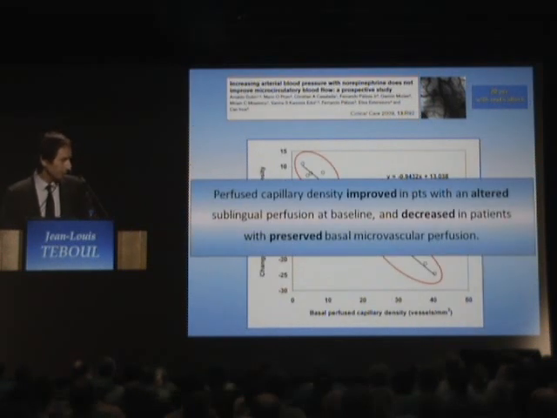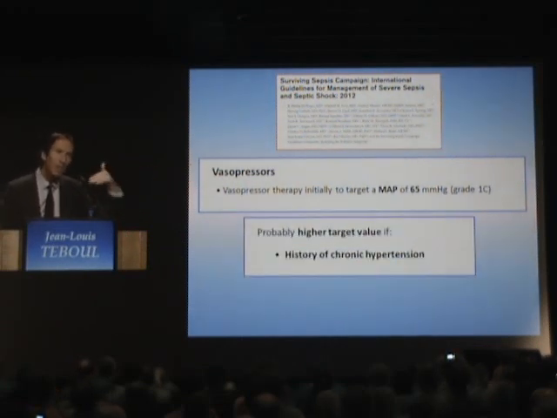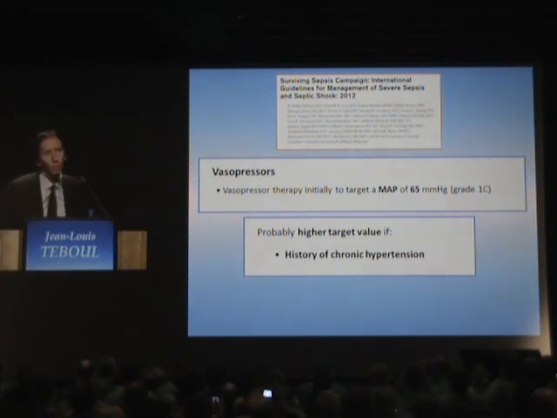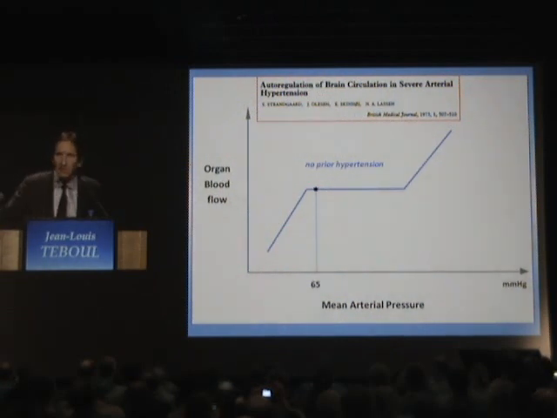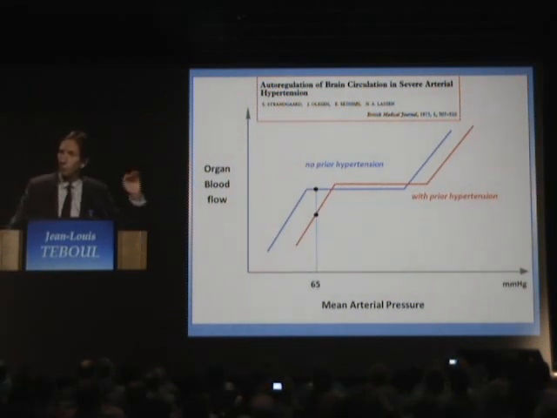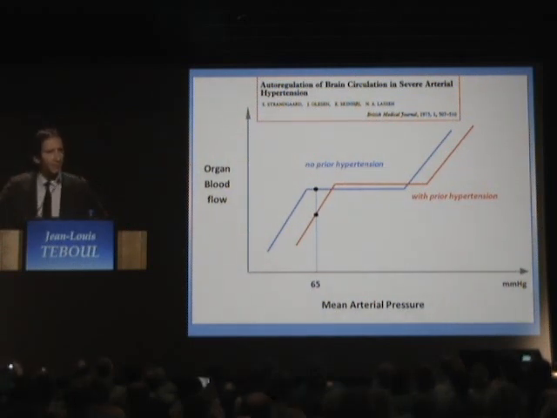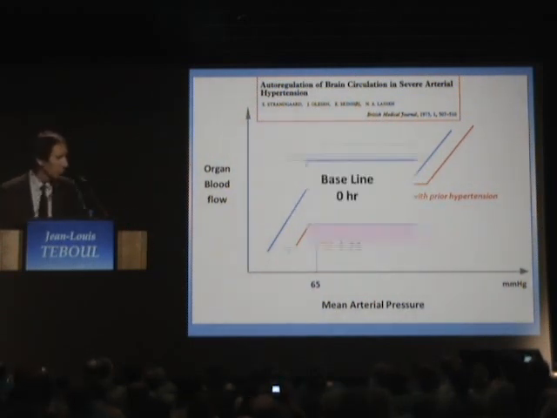I will skip that. So, probably we have to individualize, and maybe we have to target a higher value of mean arterial pressure when there is some history of chronic hypertension. Because in this case, maybe there is a shift of the autoregulation curve towards the right. And therefore, a value of 65 millimeters of mercury, which is on the plateau of the relationship in case of no prior hypertension, could be on the ascending slope. And maybe in this case, 65 is not enough. You have to increase to be on the plateau.